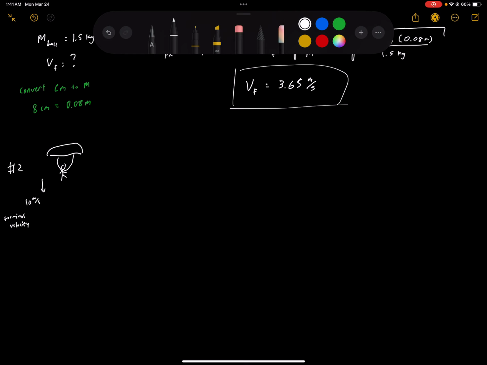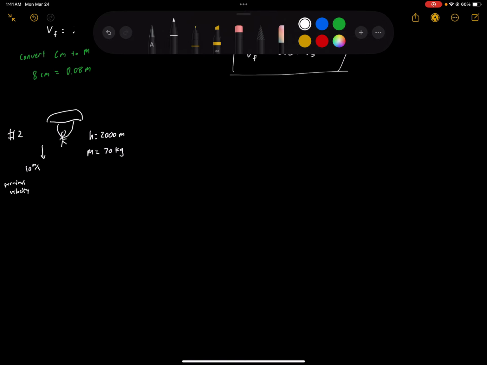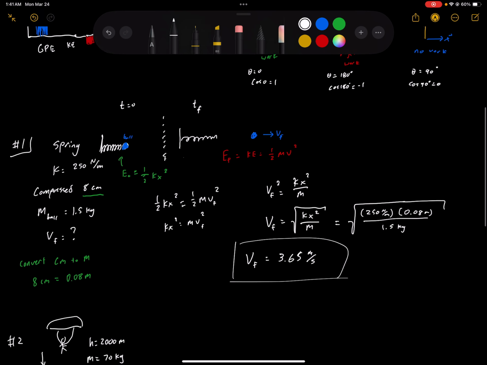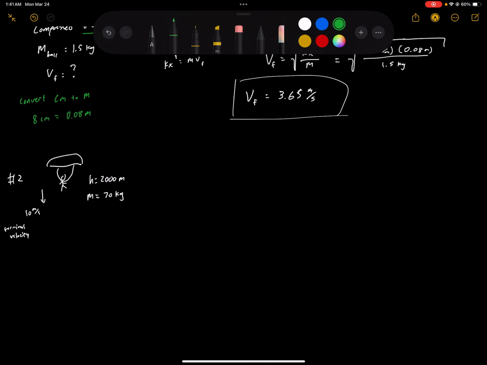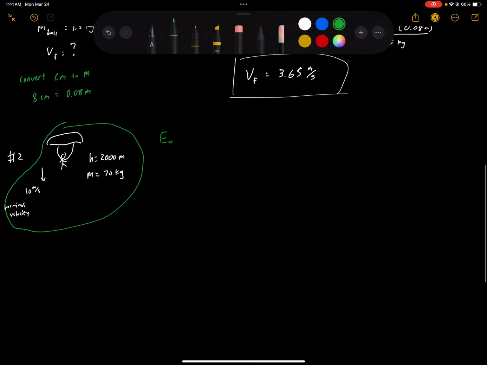And at this point, we know that he's at a height of 2,000 meters. So let's say his height is 2,000 meters, and he has a mass of 70 kilograms. What we need to do is see how the energy is distributed in the system. So this part here is the initial energy of the system. I'm going to use the same kind of color scheme here. So E naught, that's the initial energy of the system.